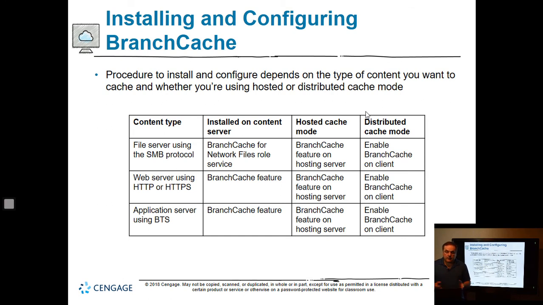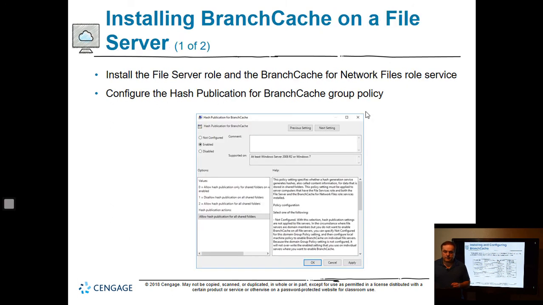So how do we install BranchCache? Well, we've got, of course, Add Server Roles and Features through Server Manager. The procedure to install and configure depends on the type of content you want to cache and whether you're using hosted or distributed content. You can take a look at the graph there, and it'll tell you what you need to install. You need to install the file server role, as I mentioned earlier, and the BranchCache for Network Files role service. You can see that's what it'll look like as you go through this installation, which is actually done through group policy.